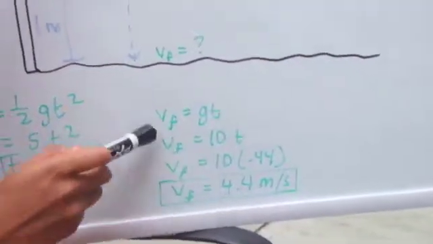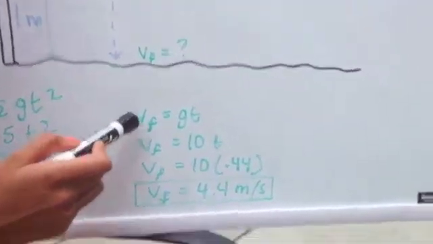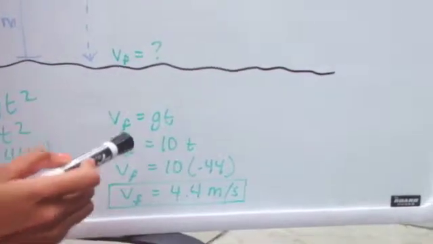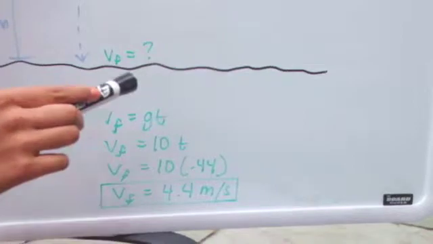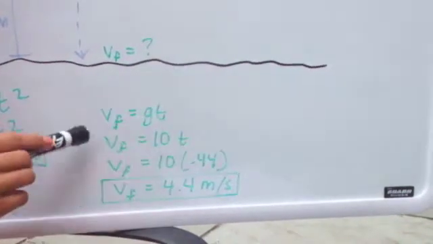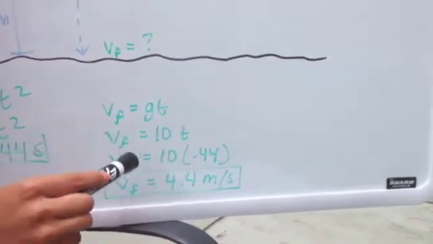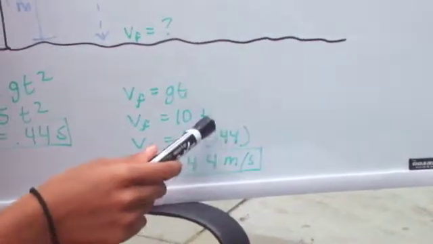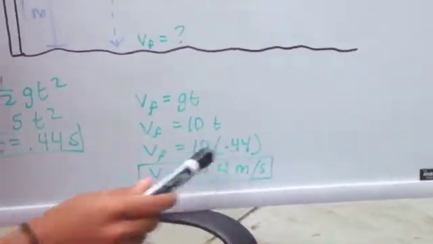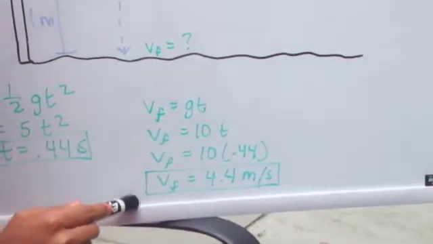And then using that, we can find the final velocity. We can plug it into the equation. Final velocity equals g times t. Final velocity is equal to 10, which is the acceleration due to gravity, times time. And then when you plug in time, you get 4.4 meters per second as the final velocity.